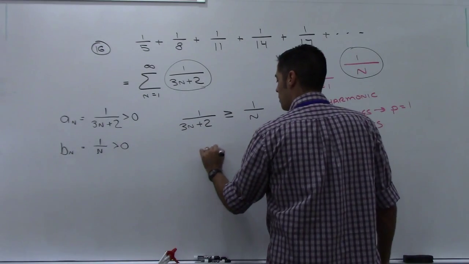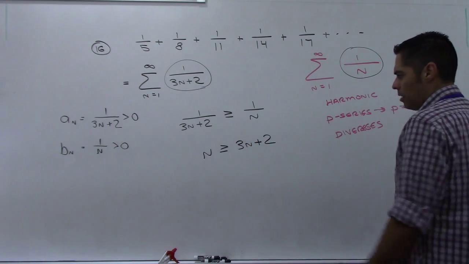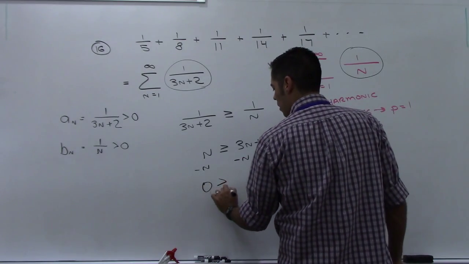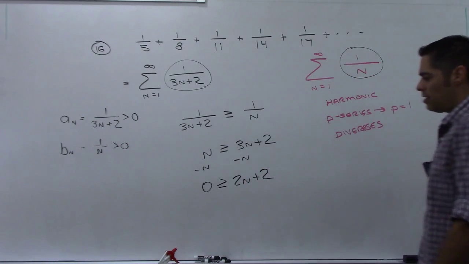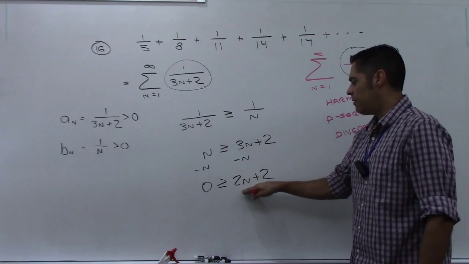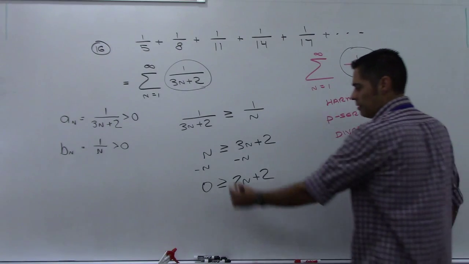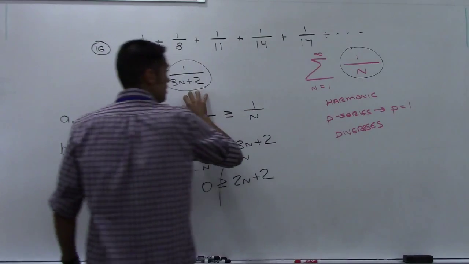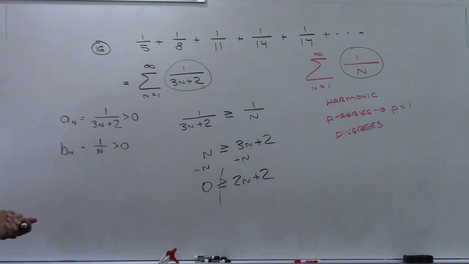When I do my cross multiplication, I get this, and then something bad happens. Watch. If I subtract n, I get 0 greater than or equal to 2n plus 2, and that is not true. If n is 1, this isn't true. If n is 2, it's not true. These are never going to be below 0 or equal to 0. So I've hit a catastrophe here. This is not working. I mean, we know this diverges. We know it does. But this comparison that I used, for some reason, did not seem to work out here.